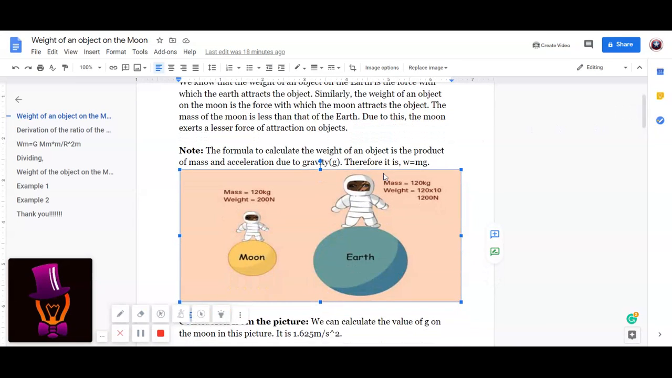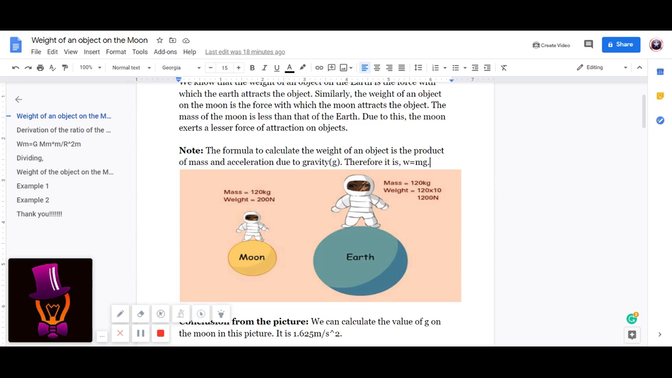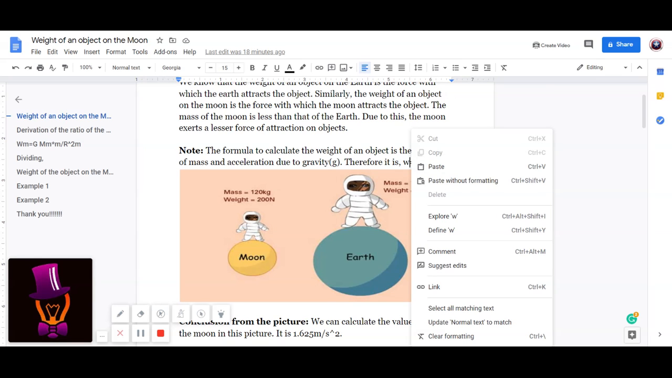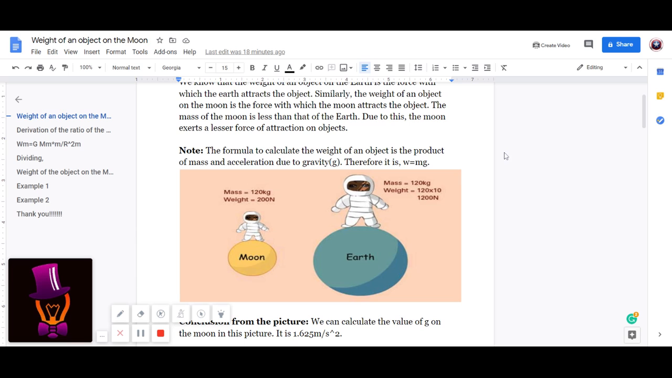Note: the formula to calculate the weight of an object is the product of mass and acceleration due to gravity, which is denoted by small g. Therefore, it is W equal to mg, where W denotes the weight, m denotes the mass, and g denotes the acceleration due to gravity.